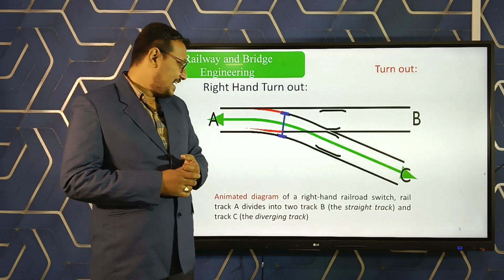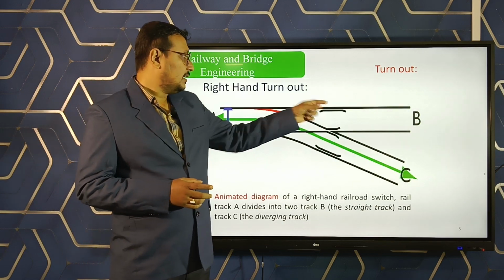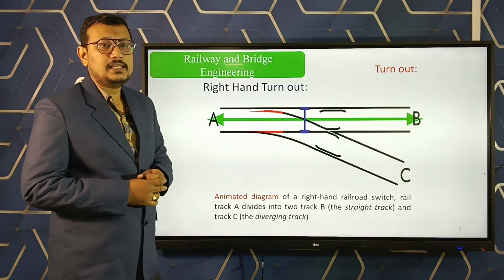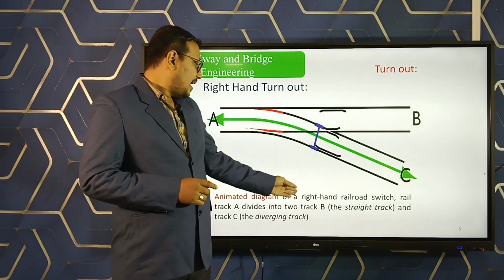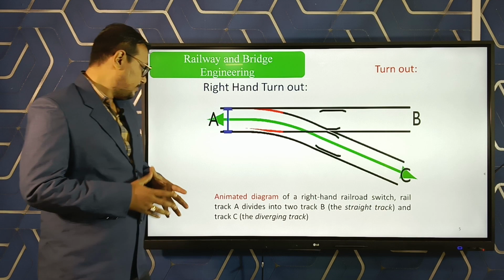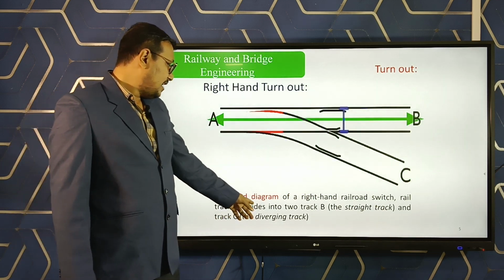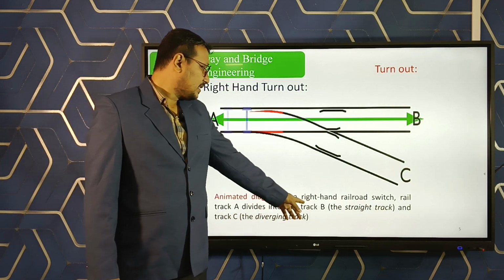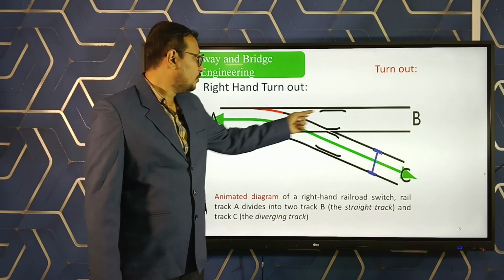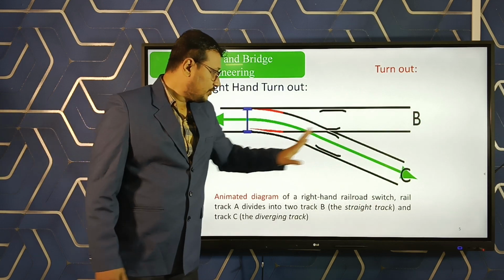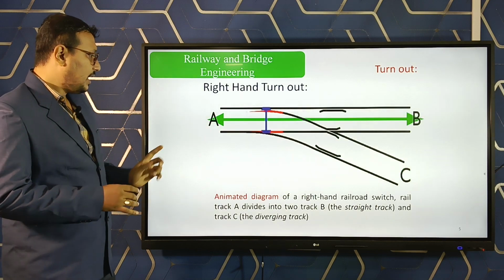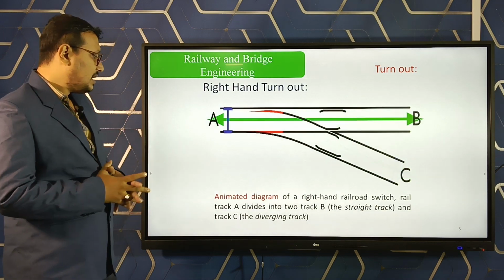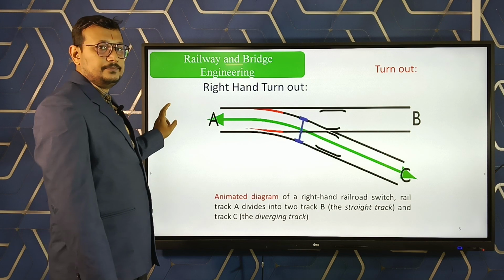This is the animated diagram. As you are seeing, the train wheel is moving on the rail. In a right hand railroad switch, rail track A divides into two tracks, B and C. A to B is the straight track and A to C is the diverging track.